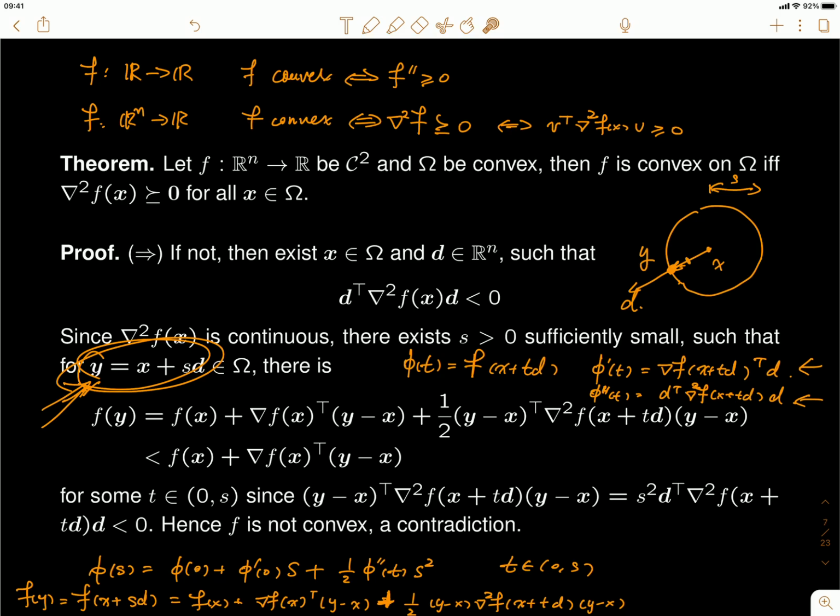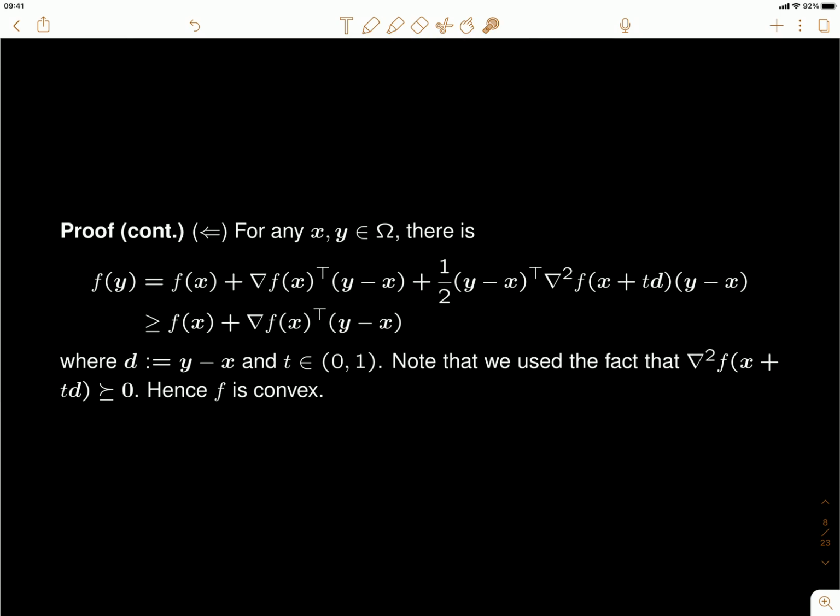Okay, now let's look at the other direction. Suppose we know this Hessian is positive semi-definite everywhere, and we want to show that this quantity is true. From the previous lecture, we know that if f(y) is greater than or equal to f(x) plus the gradient of f(x) transpose times (y minus x) for any x and any y, this implies that f is convex. Actually, this is if and only if, but we require f to be in C1.